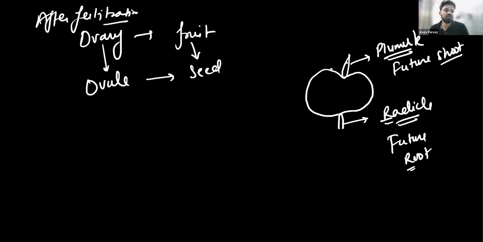Okay, so you will get the homework for this one. You have to do this one. Understood? That ovary changes into fruit. We will write it in the next class, but the explanation has been done.